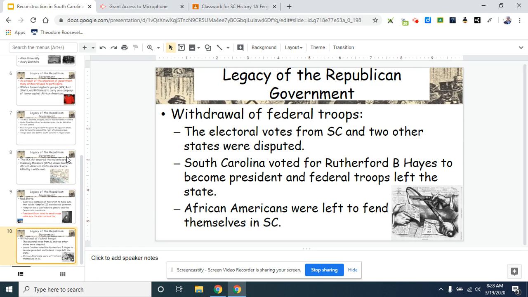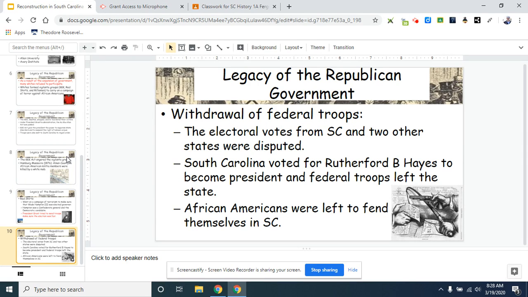The withdrawal of federal troops came to pass because the government can only pay for that for so long. It's very expensive to have an army acting as the police. The electoral votes from South Carolina and 2 other states were disputed because they said that the election was not fair. And South Carolina voted for Rutherford B. Hayes to become president, and federal troops ultimately left the state.